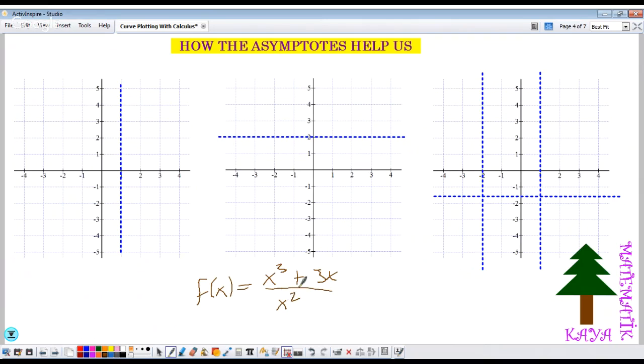Only one case: if it is just 1 bigger. Like x squared over x, x cubed over x squared, or if you have x to the power 5 in the numerator, there should be x to the power 4 in the denominator to have an oblique asymptote. Oblique asymptote means that it will be a line kind of like this. We will call it an oblique asymptote.